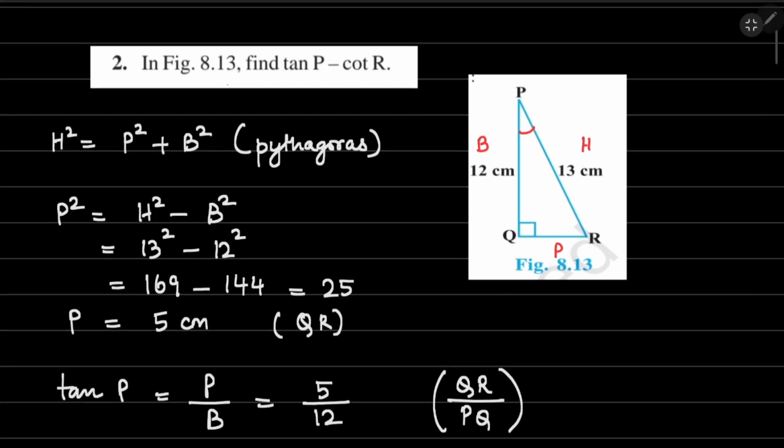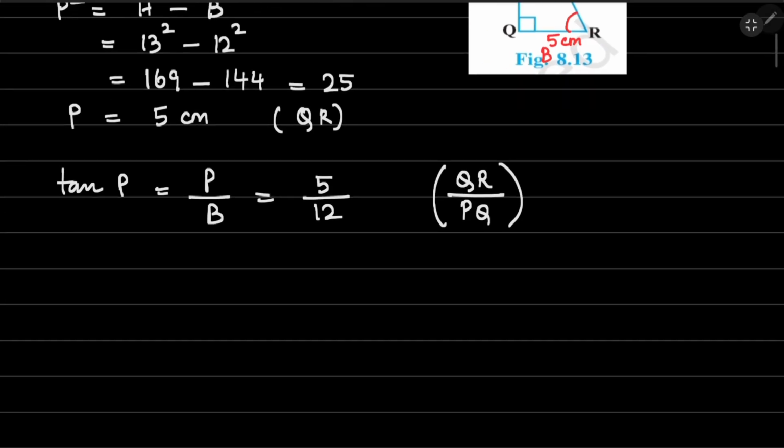Correct. Now, what do you mean by cot R? So, what is the value for cot R? Let me erase this. Okay, P and B. So, if you have to calculate cot R, you have to place your reference angle at R. So, this will be your perpendicular and this will be your base. What is QR? Length of QR, it is 5 centimeters. Right? Now we have shifted our angle from P to R. So, we can easily calculate what is cot R.